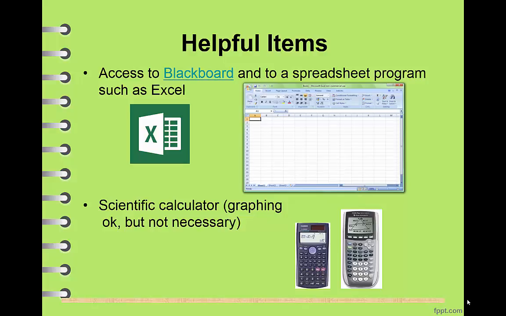Also, a little bit earlier on, you will find it helpful to have a scientific calculator. You are required to have one of those if you are taking ATS 115. So if you have that, you can go ahead and bring that one with you. If not, and you don't have access to one, let me know and I can let you borrow one. You do not need a graphing calculator, but if you have one, that is perfectly fine to use.